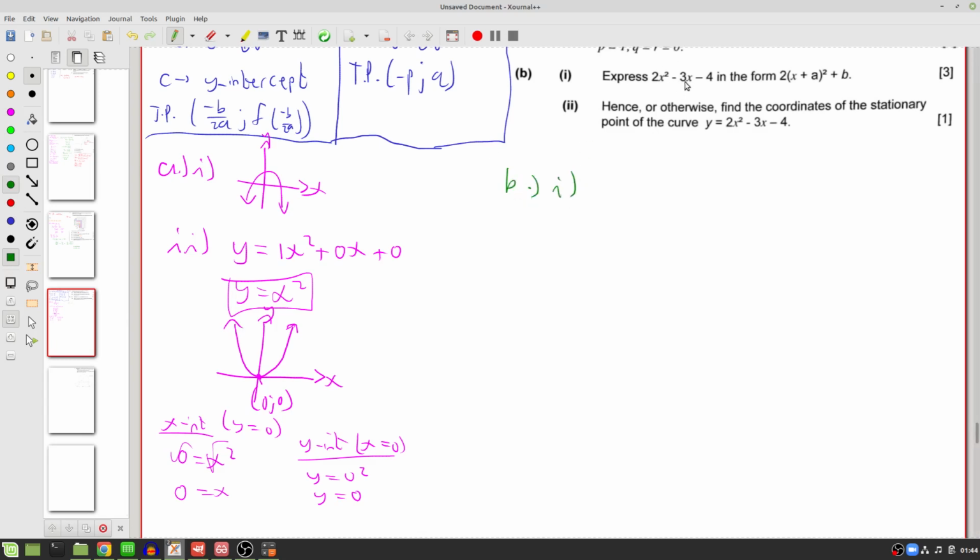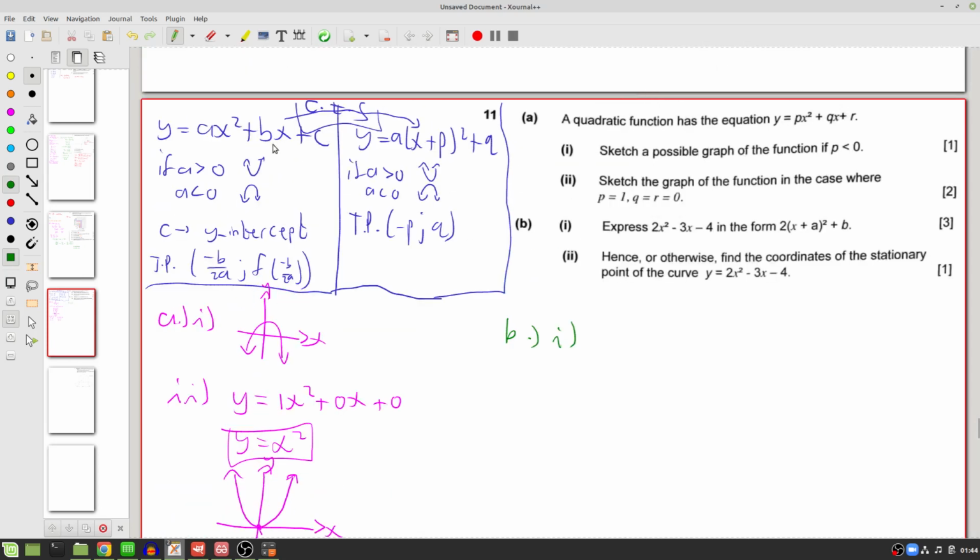Express 2x squared minus 3x minus 4 in the form of this. That must look familiar to you. Right at the top here, we see we go from ax squared plus bx plus c, which looks like this, into the form a times x plus p squared plus q, which looks like this. So that's completing the square. Now let's look at a bit of how to complete the square. The first thing, I'm just going to rewrite the question here, and then we'll work it from there. So 2x squared minus 3x minus 4. So first thing we need to make sure of is that the a value, the number in front of the x squared, must be 1 before we can continue.